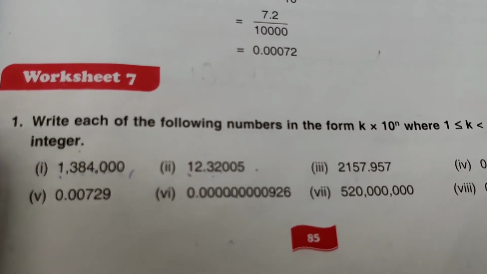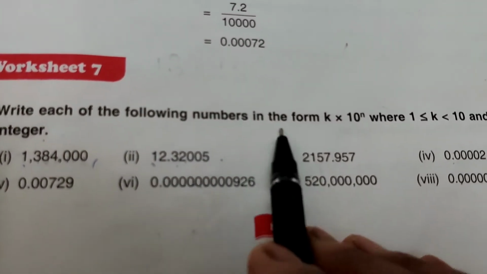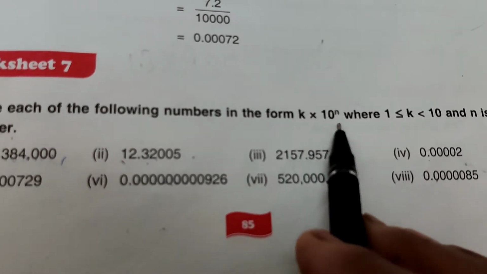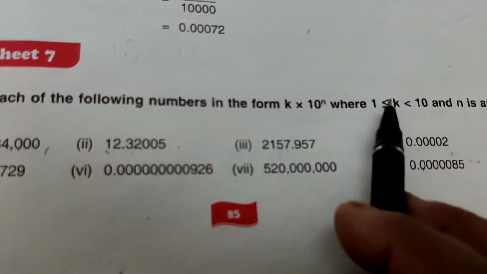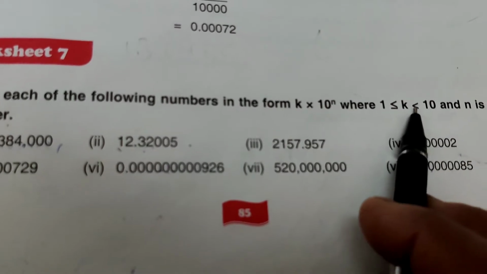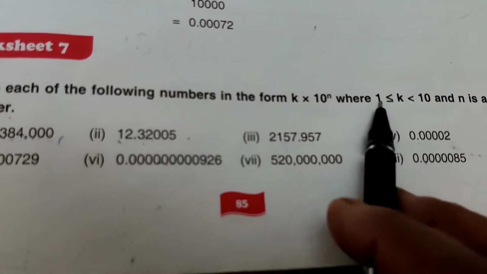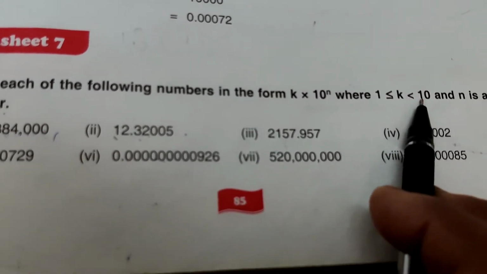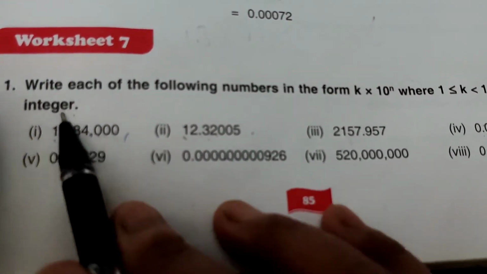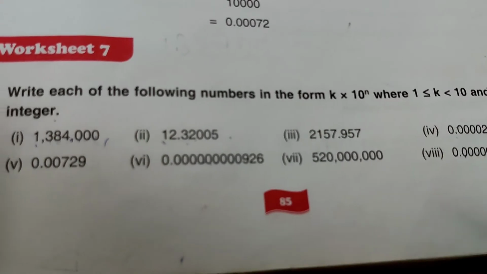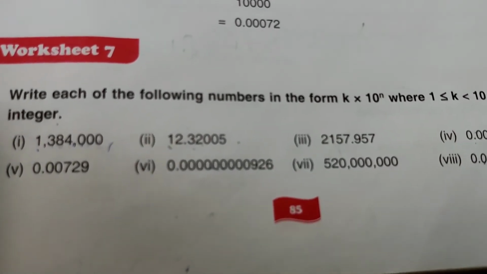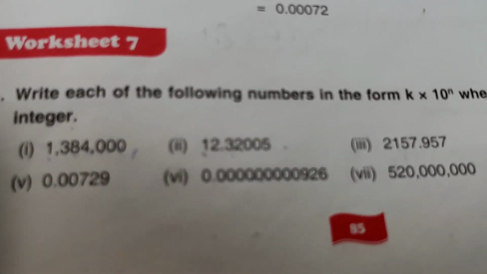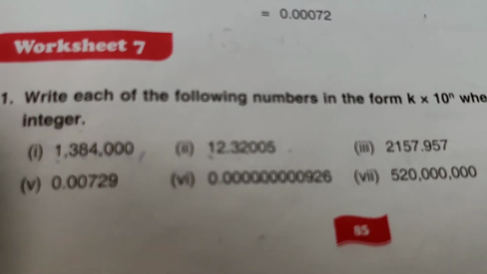Now write each of the following numbers in the form of k into 10 raised to power n, where k is from 1 to 10. K can be equal to 1 or greater than 1 but less than 10. And n is an integer. Integer means any positive or negative number. Okay. Take the question number 1.